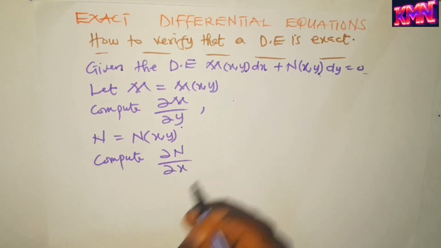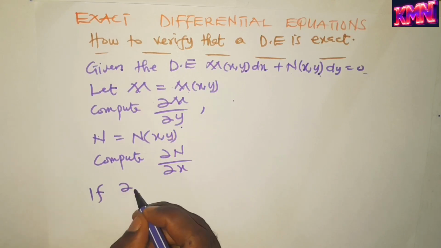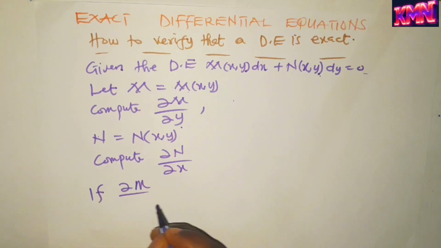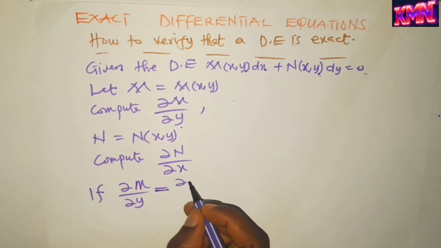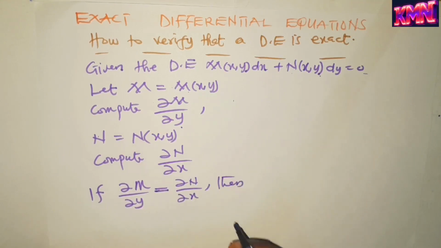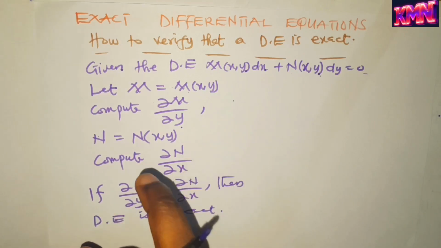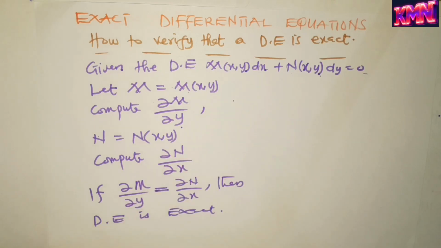then we compute the partial derivative of n with respect to what? x. After this is done and we realize that the partial derivative of m with respect to y gives us the same thing as the partial derivative of n with respect to x, then we can say that the differential equation is indeed exact. So this is the theorem that covers how to find whether a particular differential equation is exact or not. Let's take one or two examples on that.